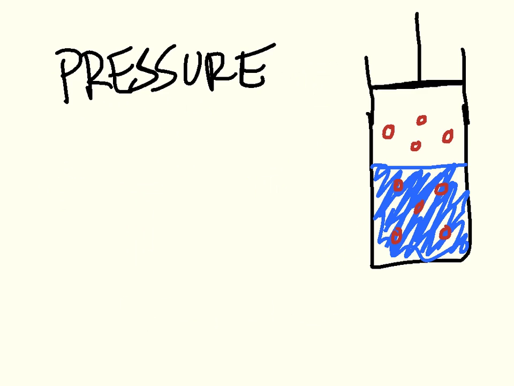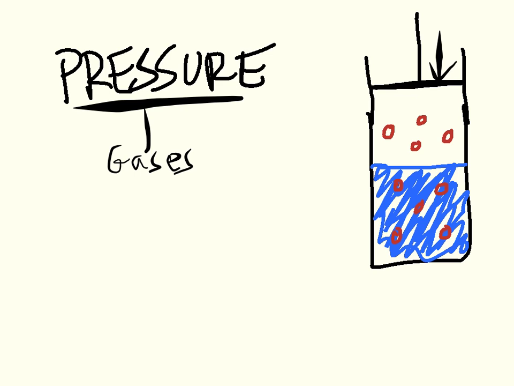Pressure can also affect the solubility of a solute, mostly when we just refer to gases. Okay, so pressure only affects the solubility of gases. So for example, on the right, we have a beaker with a lid that we can push down. And the red dots represent solute molecules, gas molecules. The blue is the solvent.